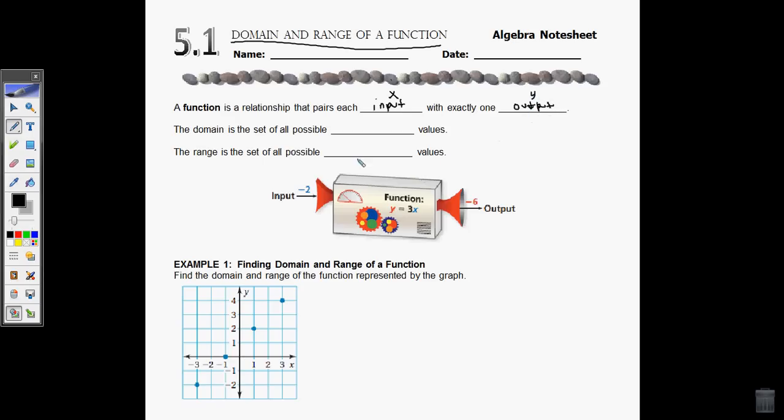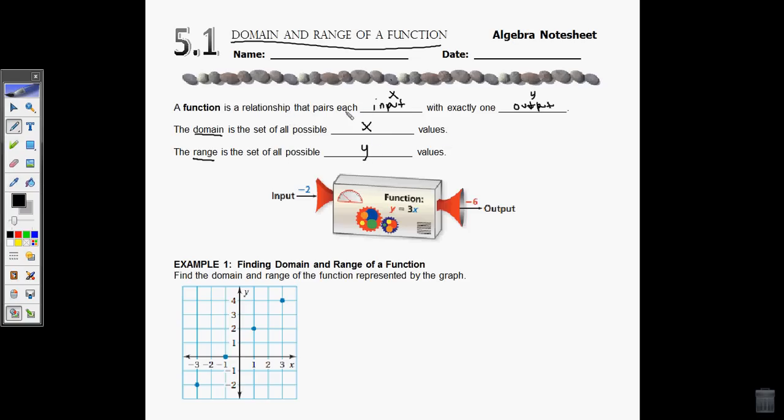The domain, and this is going to be a word that's going to keep popping up, is the set of all possible x values, or set of all possible input values. The range, again, another word that's going to keep popping up, has a different meaning than you probably think. Generally we think of range of motion or something like that, but this is the range in a mathematical sense, the set of all possible y values.